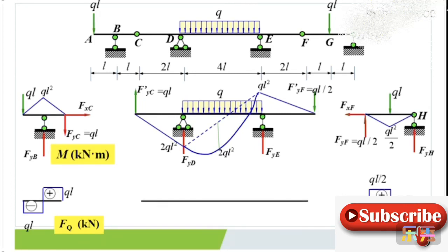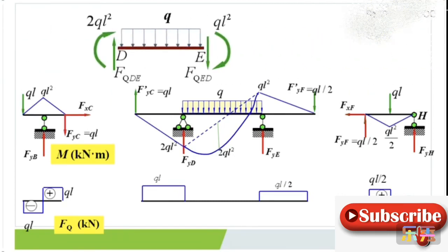For the main portion, we could obtain shear force diagrams for the CD part and EF part. They are all horizontal lines parallel to the axis of the member. The slope of the bending moment diagram for the CD part is 2QL squared over 2L, so that's positive QL. For the EF part, the slope of the bending moment diagram is QL squared over 2L, so that's half of QL, positive.